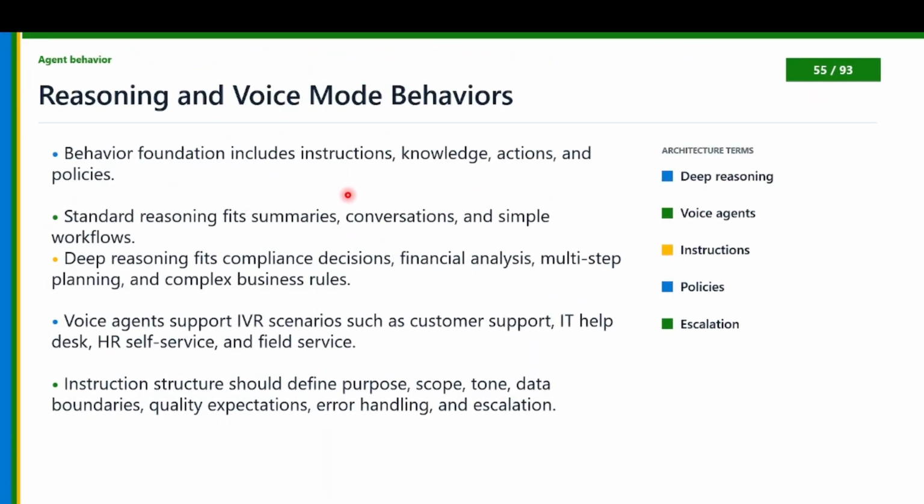All right, so on this slide 55, we have agent behavior. So how do you design for agent behavior? Reasoning and voice mode behavior. How do you design for reasoning and voice? How do you design for planning? How do you design for validation? How do you design for agent action, agent performing tasks, and how the agent operates? So basically, we are looking at reasoning and voice mode behavior in an agentic AI system.